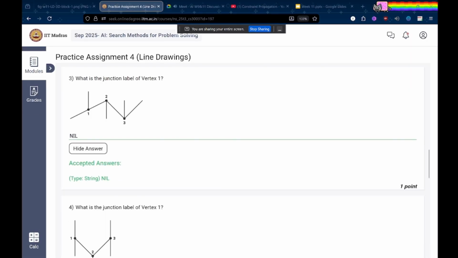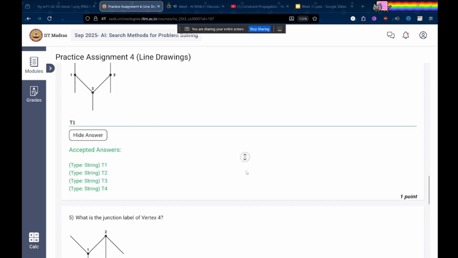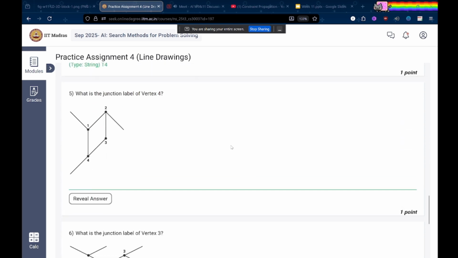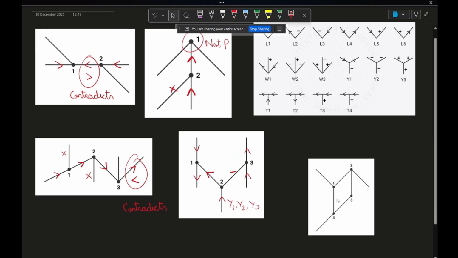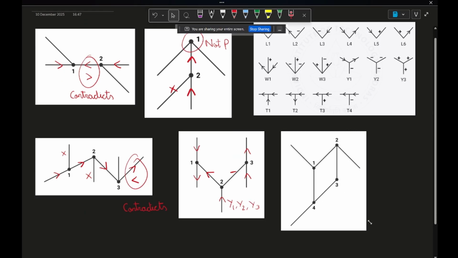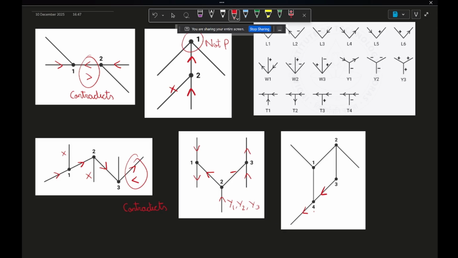So T1, T2, T3, T4. What is the junction in this? Here is one T. Yeah, we should always start with a T, I think. Because there's this, and so the arrow should be like this. Then this one Y, one L, and one W. Wait, the arrow should be like this, firstly. Yeah? No, it's opposite. The arrow should be the opposite way.